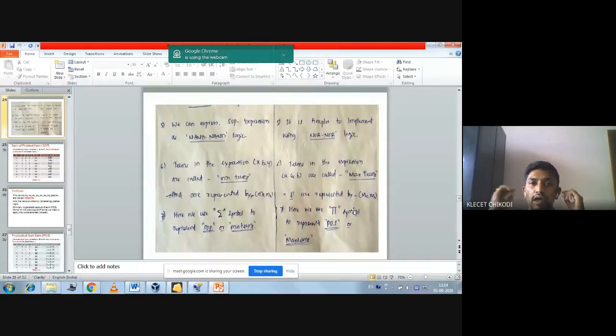Okay. And one more important comparison here is we can express any SOP expression as NAND logic. Previously we have expressed any SOP function as AND-OR logic. So this AND-OR logic can be implemented using NAND logic. That is not important for your syllabus, but you just remember that NAND logic.